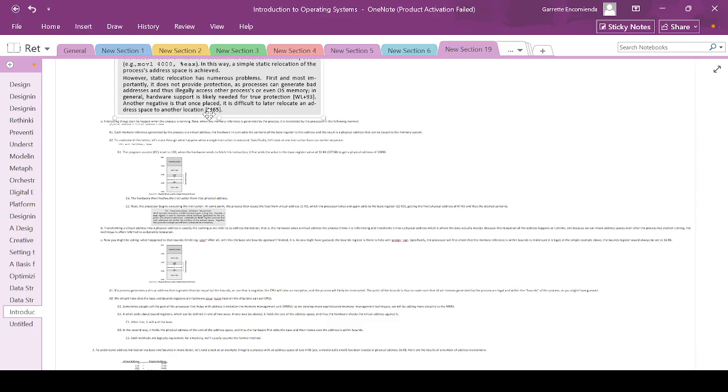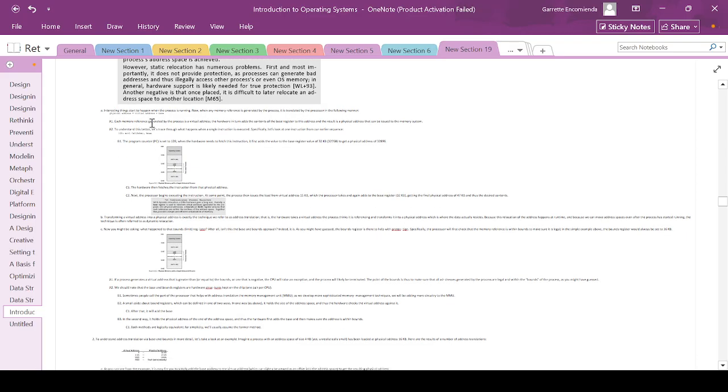Another negative is that once placed, it is difficult to later relocate an address space to another location. So once you have placed a process, if you want to move it to a different part of memory, it's difficult to do so. Those are the weaknesses of this approach.